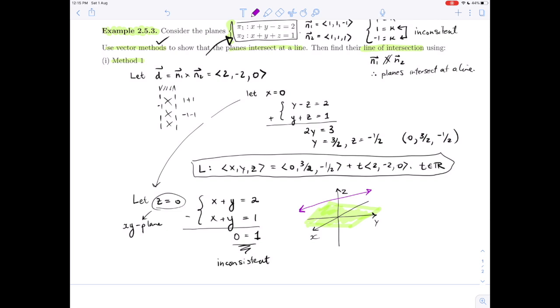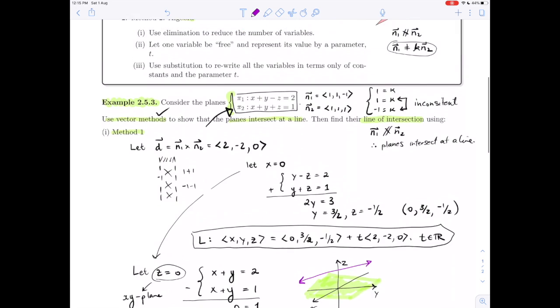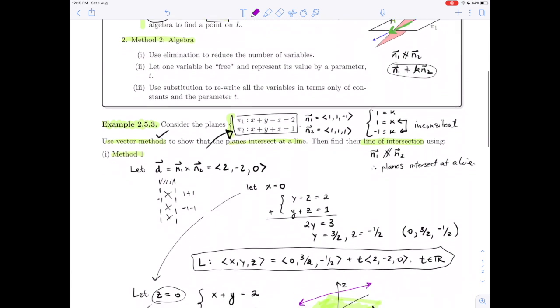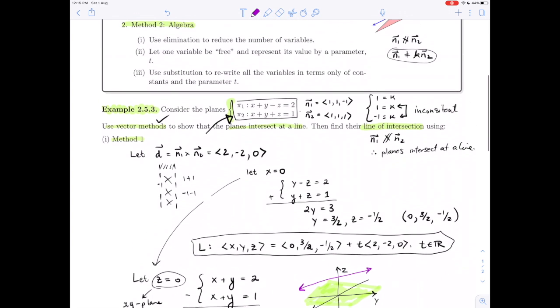So if you get one that does not work, if you get sort of an inconsistency, that doesn't mean that there's no solution. That means you need to try one of the other planes, x equals 0, y equals 0, or z equals 0, whichever one you did not try.